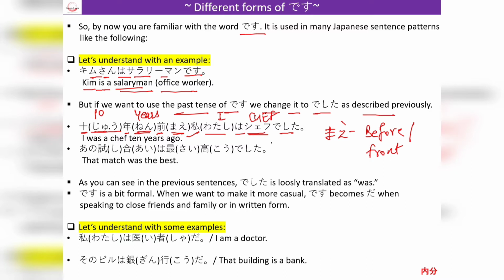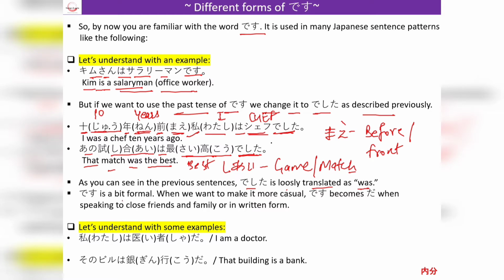Our next sentence is ano shiai. Shiai is game, match. Wa saikou deshita. Saikou is best. So we wanted to use it in past, that's why we have written deshita. So our sentence will become like this: that match was the best. Here you can see deshita was loosely translated as was.